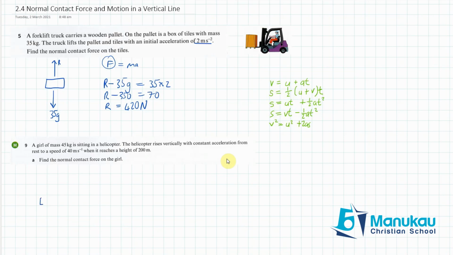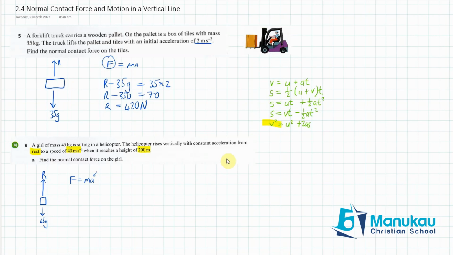So here's our girl. She's in the helicopter and she's going up. There's a normal contact force, which we'll call R. We know that there's also the force of gravitational pull for her, which is 45g. That's where we got 45 from. Now, we could use the F equals ma formula, but we don't know a. But we've been given some information that will enable us to find it. We start at rest, we end up at 40 meters per second, and we have a height of 200.